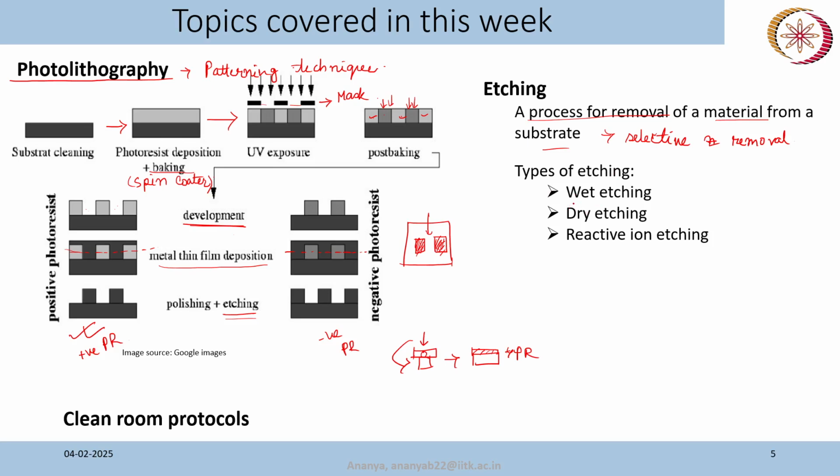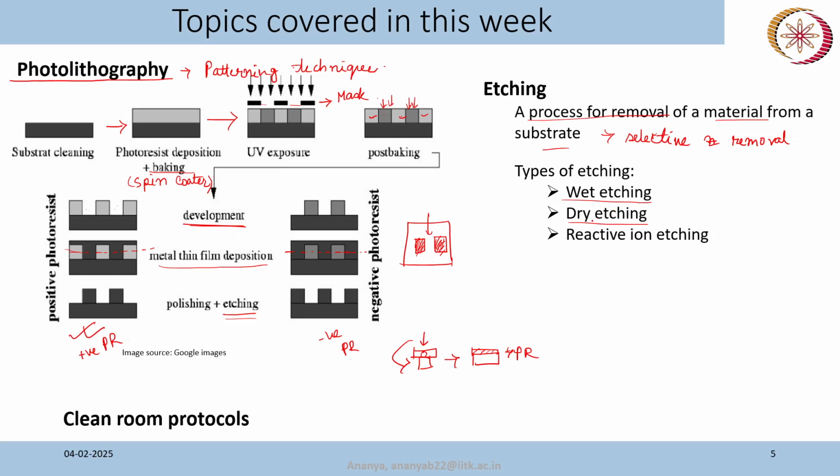We can do it using some chemical etchant, and that is known as wet etching. Dry etching is where we use a physical technique, we use ions. We hit our patterned substrate using some ions, and that will remove some portion of the substrate plus photoresist or metal layer. So this is known as dry etching. Normally dry etching is not very selective. It will remove everything from the top.